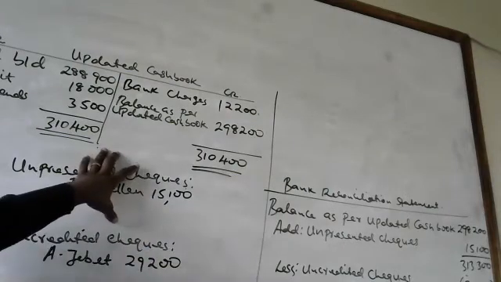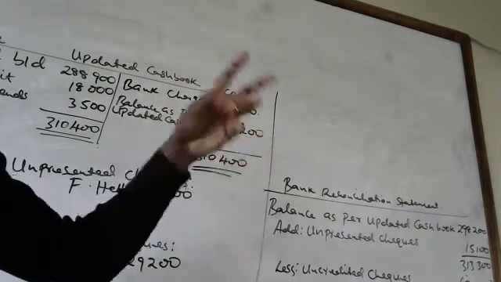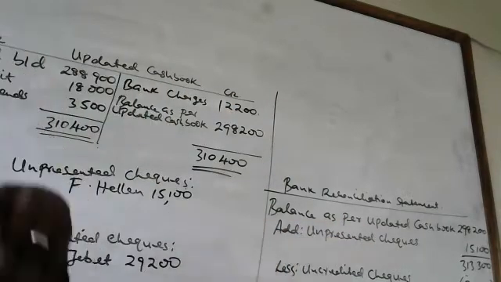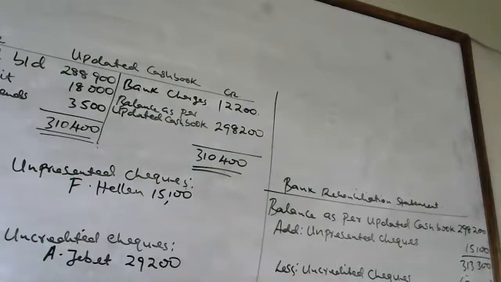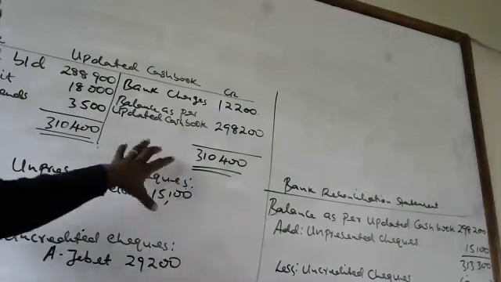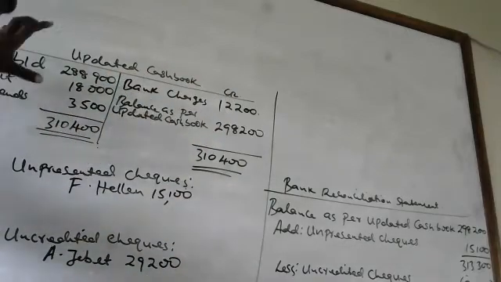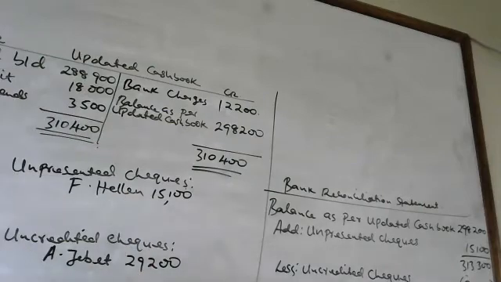For the unpresented, these are the checks that we paid and recorded in the cash book, but the checks have not been presented to the bank for the same entry to be captured on the debit side of the bank statement. So you would compare anything that you have on the credit side of the cash book but is missing in the bank statement on the debit side or debit column.